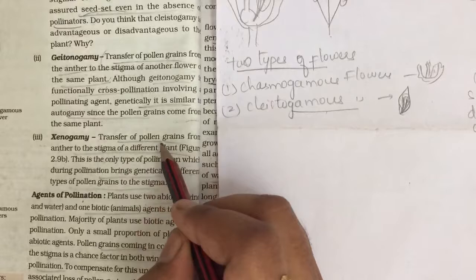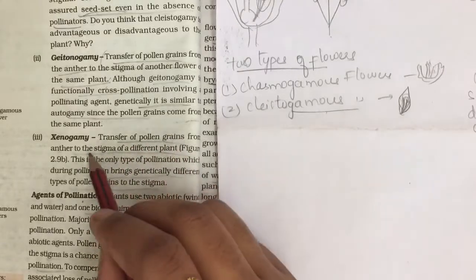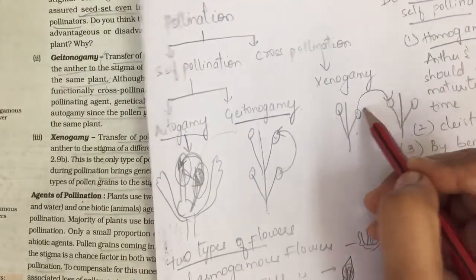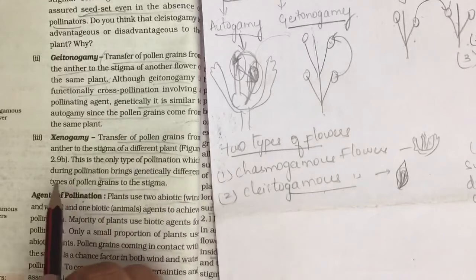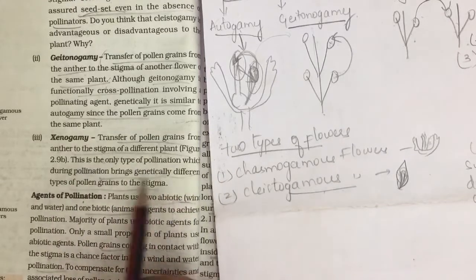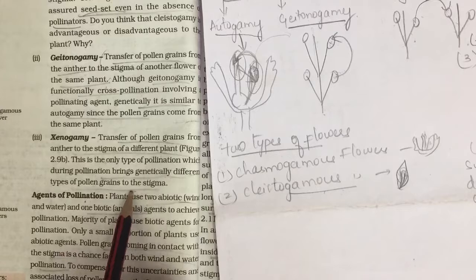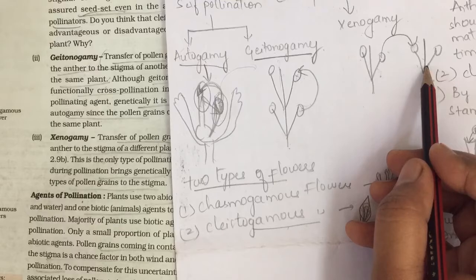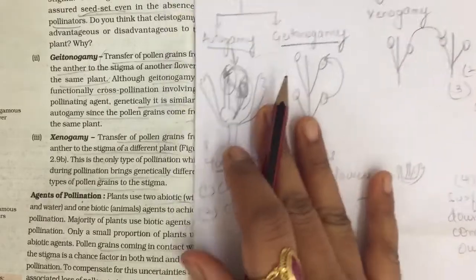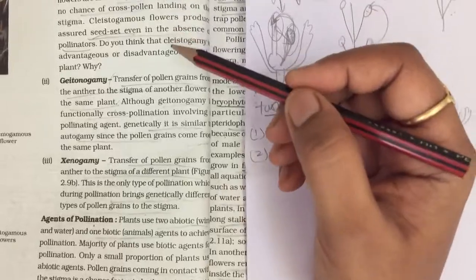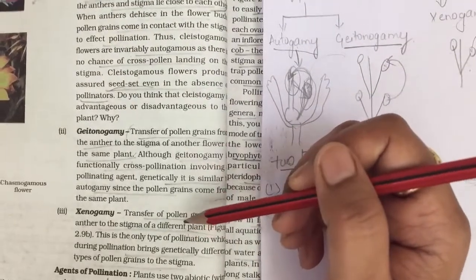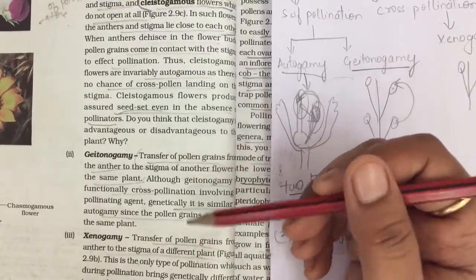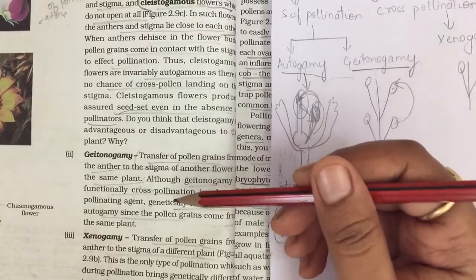Next one, transfer of pollen grains. Xenogamy. Xenogamy is what? Transfer of pollen grains from anther to the stigma of a different plant. Okay, as we have shown here, of a different plant. This is the only type of pollination which during pollination brings genetically different types of pollen grains to the stigma. Why genetically different? Because two different plants are involved. That's why it is genetically different. Okay, so very important concept it is. Either autogamy, Geitenogamy, Xenogamy, altogether a 3-mark question. Separately they have asked many times what is autogamy, what is Geitenogamy, what is Xenogamy, some information related to it, and it's not that difficult.